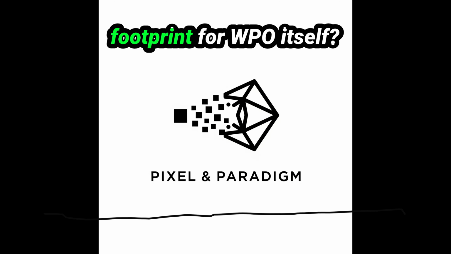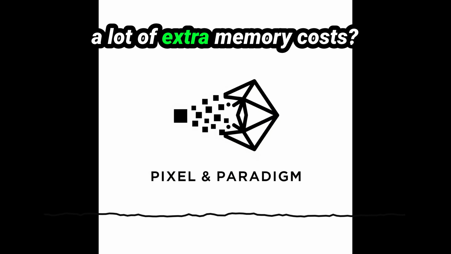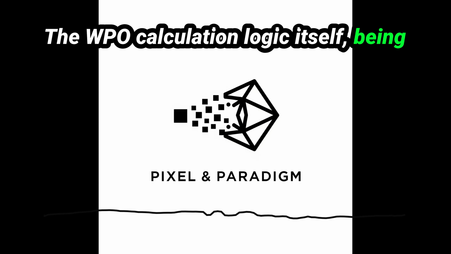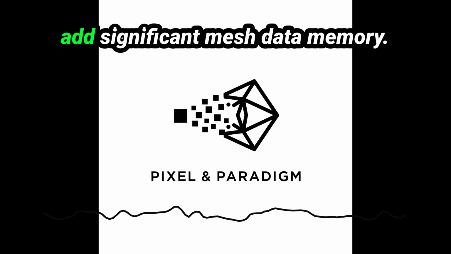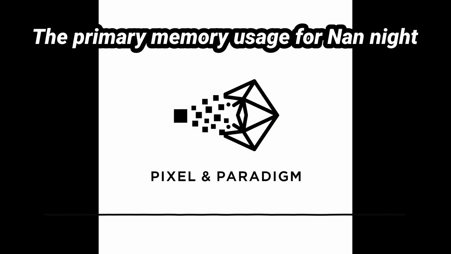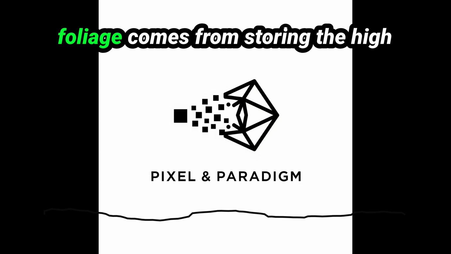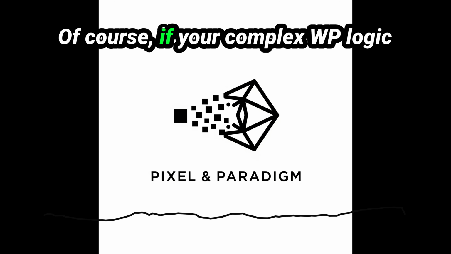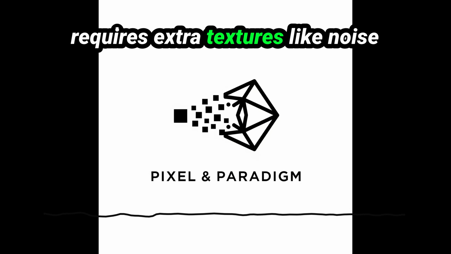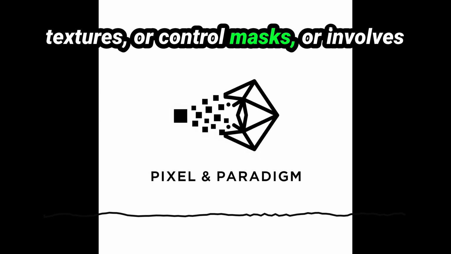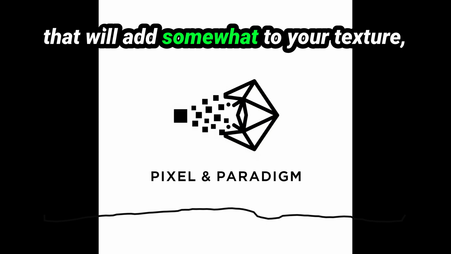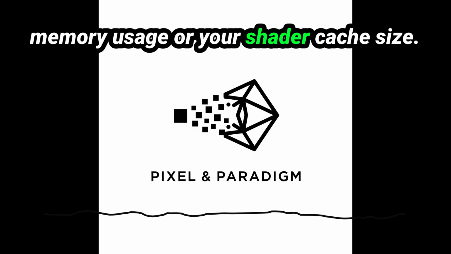What about the memory footprint for WPO itself? Does adding wind animation add a lot of extra memory cost? Not really, no. The WPO calculation logic itself, being part of the material shader, doesn't add significant mesh data memory. The primary memory usage for nanite foliage comes from storing the high-resolution nanite geometry data itself. Of course, if your complex WPO logic requires extra textures, like noise textures or control masks, or involves large, complex material function graphs, that will add somewhat to your texture memory usage or your shader cache size.